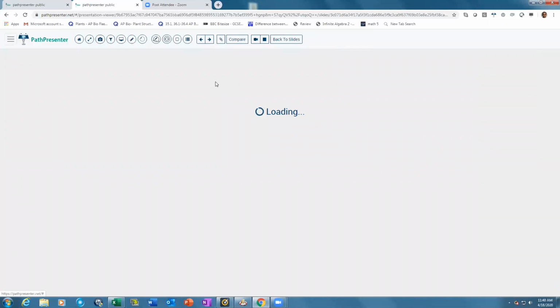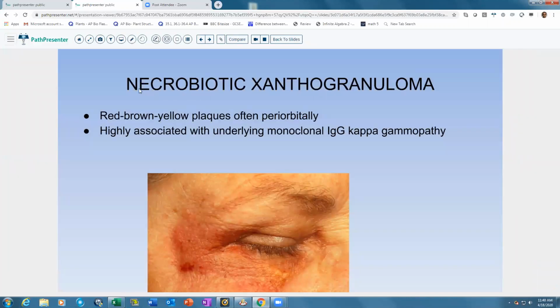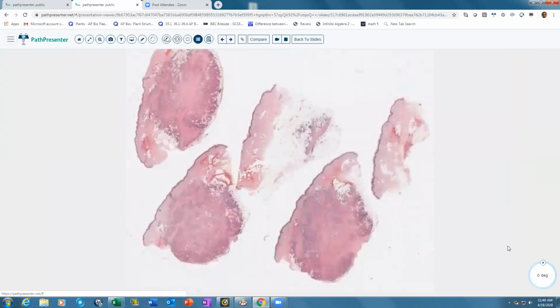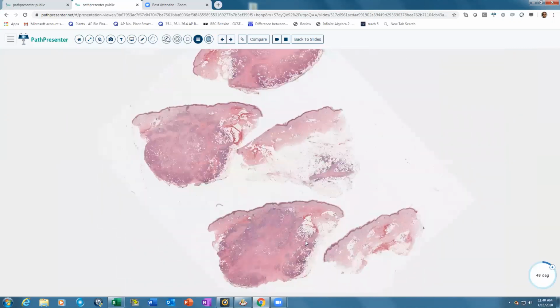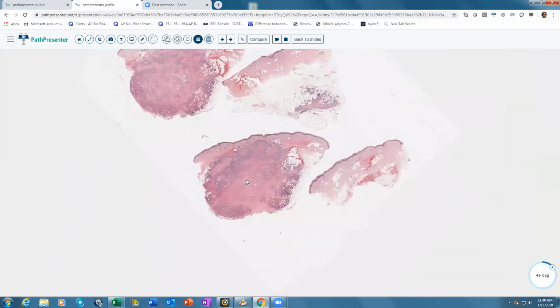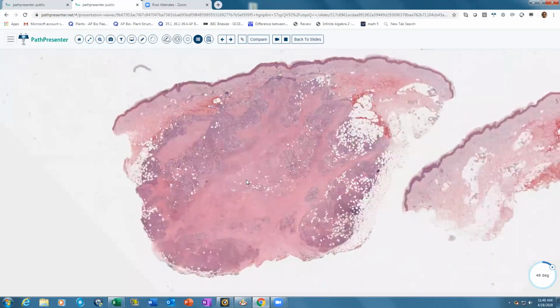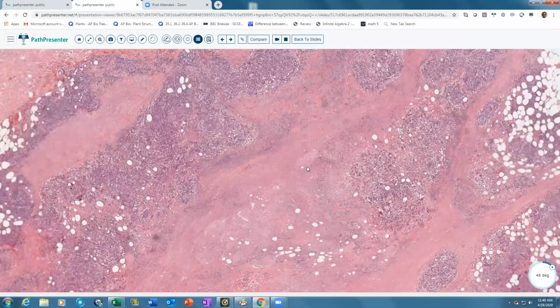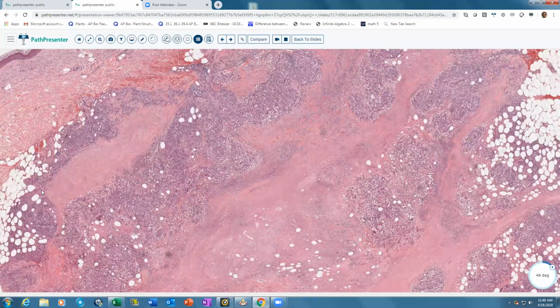Moving on to the last differential diagnosis in the palisaded granulomas is necrobiotic xanthogranuloma. These are usually associated with monoclonal IgG kappa gammopathy, and they present with red, brown, yellow plaques, often periorbitally, that you see here. As the name suggests, necrobiotic xanthogranuloma, there's going to be a lot of necrosis. There are going to be xanthomatous cells, and there are going to be granulomatous cells. You can see these large areas of necrosis that are surrounded by palisaded granulomas. You can see these large areas of necrosis throughout the dermis.